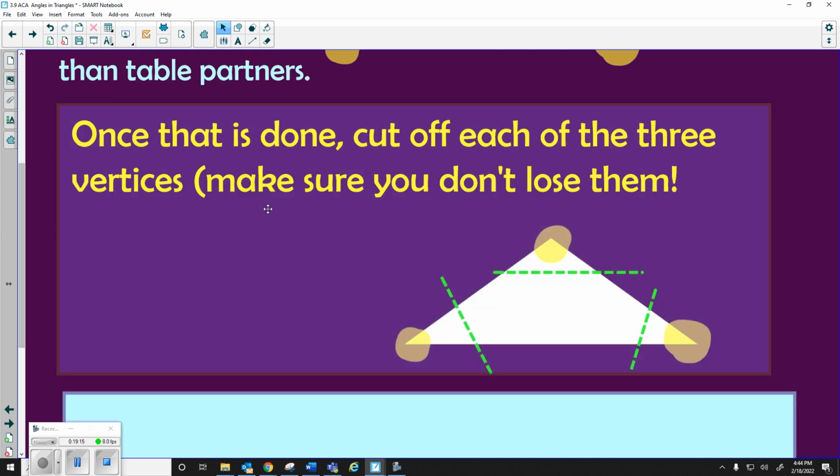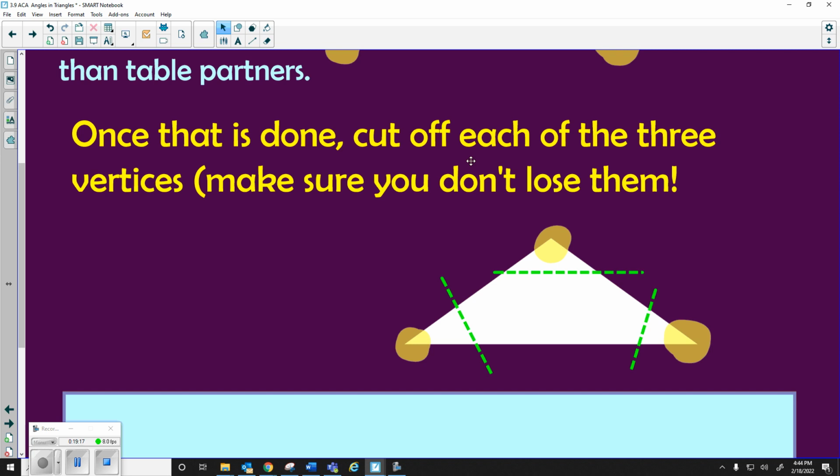Next step. Once that is done, you're going to cut off the 3 vertices. Don't cut off right here. You want a little bit of white space. You see how the line has a little bit of white space with the colored corner? Make sure that you're cutting so that there's some white space on the end. Cut off all 3 corners.